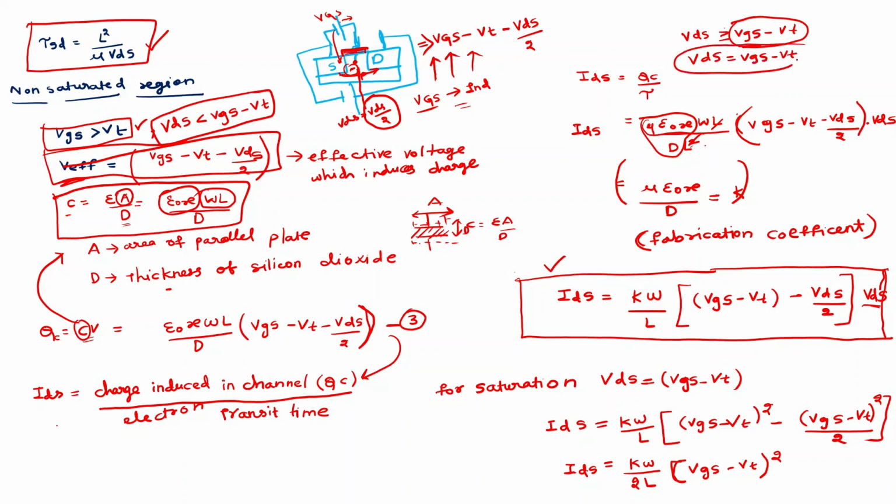Let's see what the saturation current is. We have the term VDS here, so substitute VDS equal to VGS minus VT. For saturation, VDS equals VGS minus VT. So we will get it like this, and this is the equation for the saturation region. So we have calculated the current for 3 different operating conditions: one is cutoff, one is non-saturation, and the other is saturation.